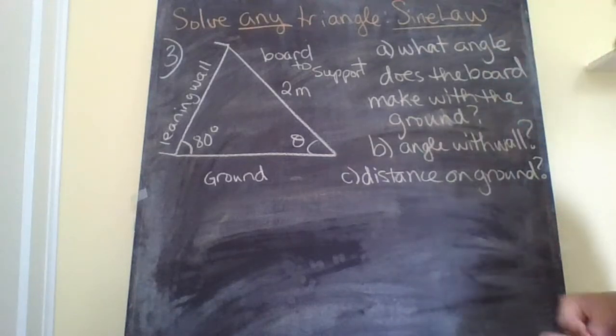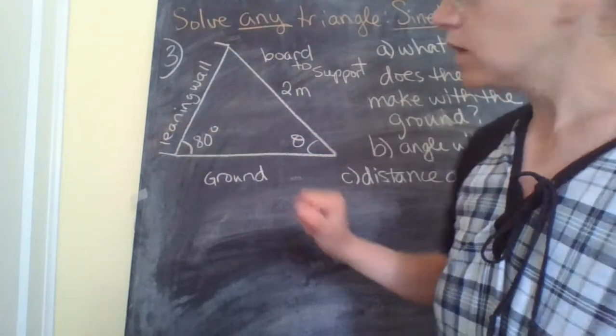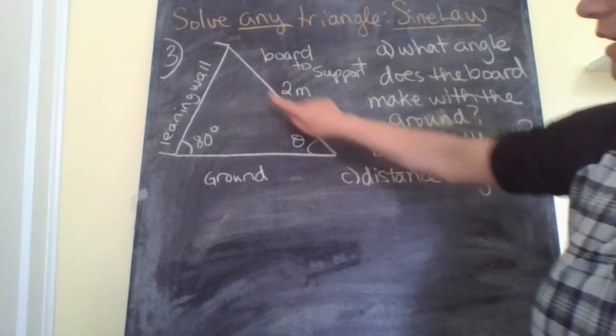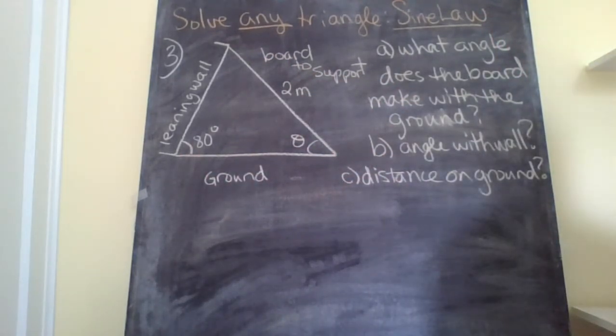Okay, so for our last example, let's do a word problem. So what we have is a leaning wall, okay? We have a board to support it. We have the ground. We want to figure out this angle, that angle, and the distance away on the ground. So I just kind of short formed it. It's just the one out of your textbook.